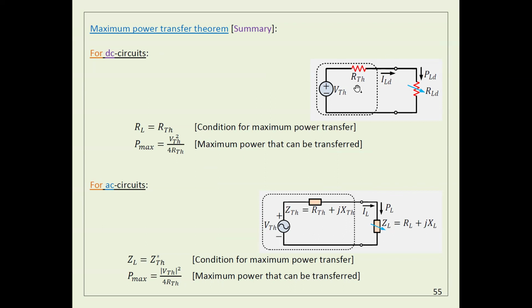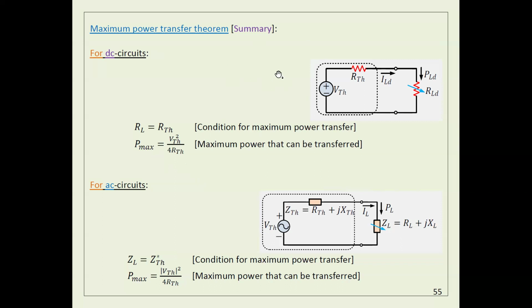I think this was one of the questions in one of the tests. Number 2, if you make the load resistance equal to R7, so they are equal, the maximum power is V7 squared, the source squared, divided by 4 times any one of them, R7 or RL, because they are equal. This is in the case of a DC circuit.